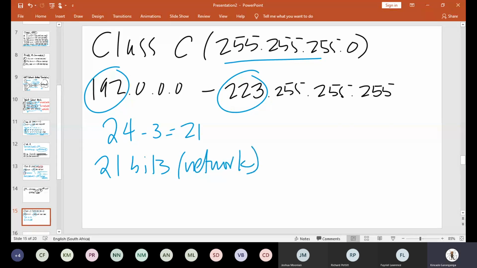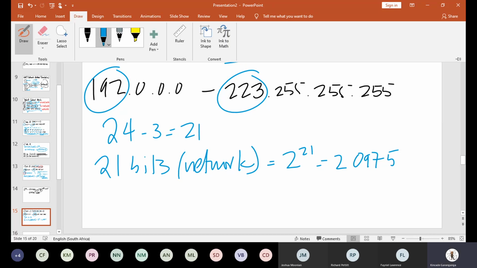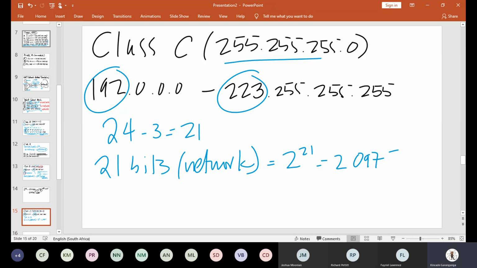All right, and then obviously that's 2 to the power 21, and then obviously the total number of networks that we can get there is approximately 2,097,154 if I'm not mistaken. Let's just quickly confirm that. Give me 2 seconds.